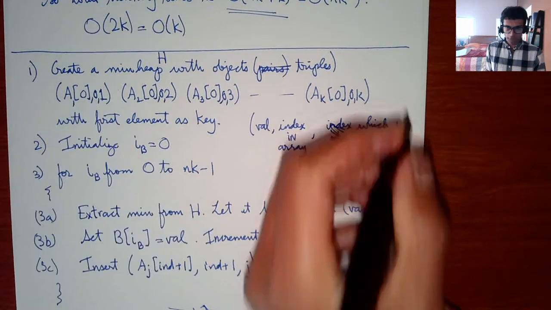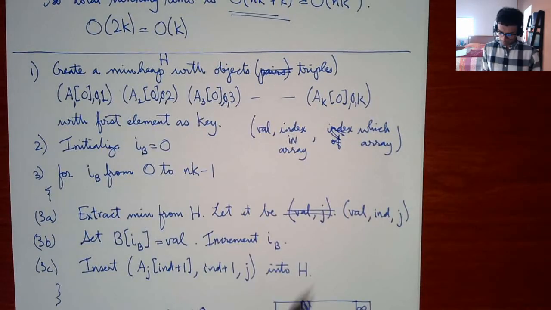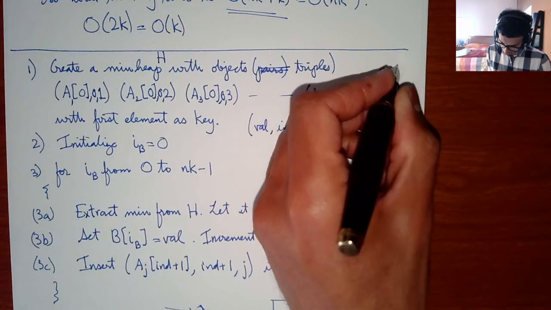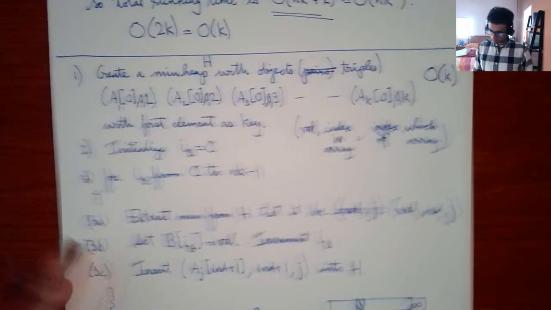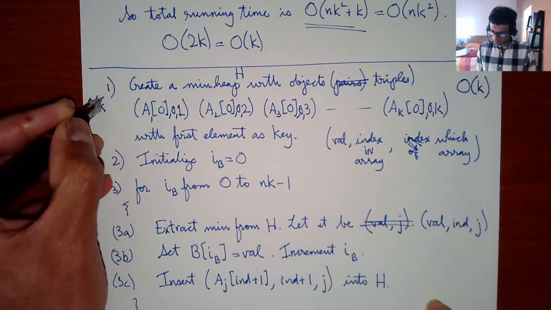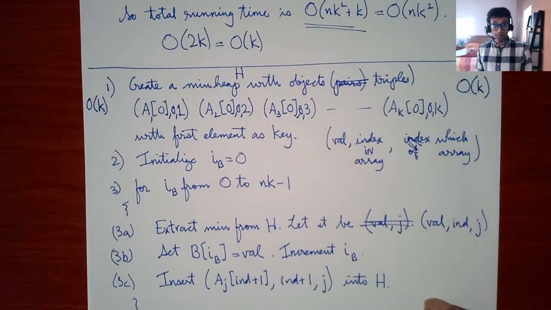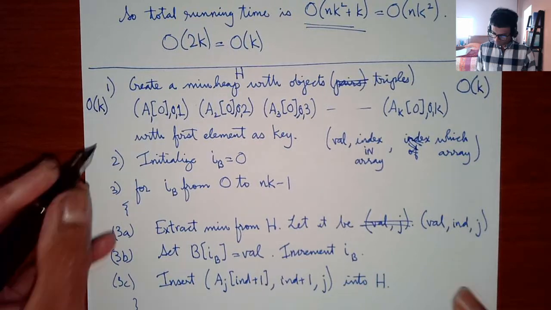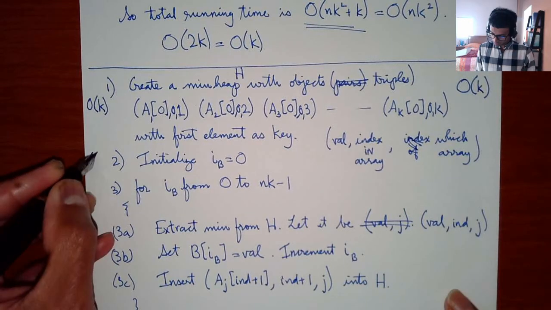So the running time of the first step, and then I'm going to write down the running time more carefully. This is O of k. Sorry, let me write down the running time over here on the left so you can see. This is O of k. To create a min heap with k objects is O of k. You put it in an array and then you run build heap. This is O of 1.